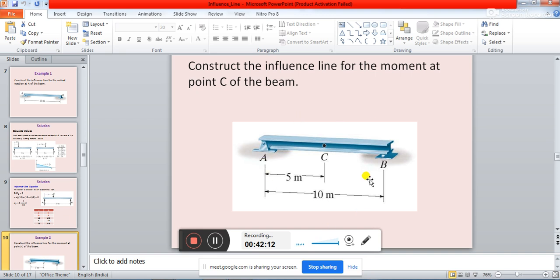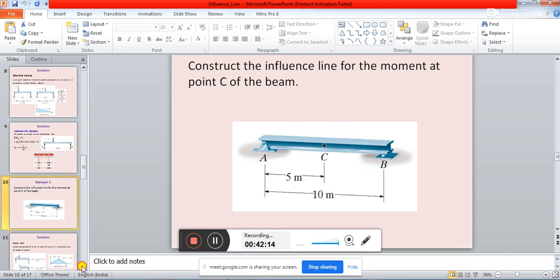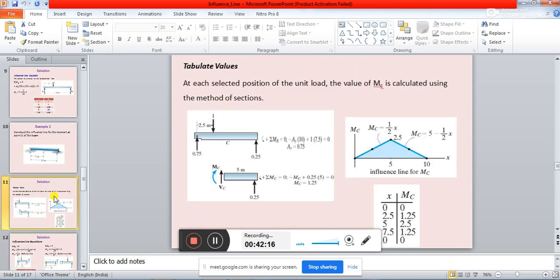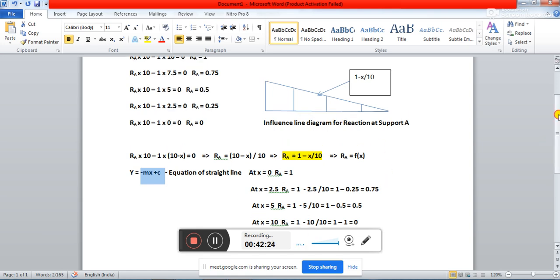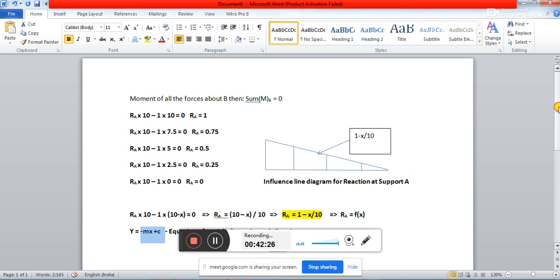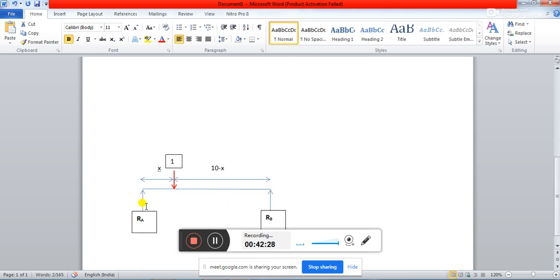Now to solve this problem, how do you do it? You can take the same approach as you have taken earlier. So just like this problem, you can step by step calculate the value of reactions, and then for every point you can go on calculating the moments, and thus you will be getting one moment diagram, or influence line diagram for the moment.